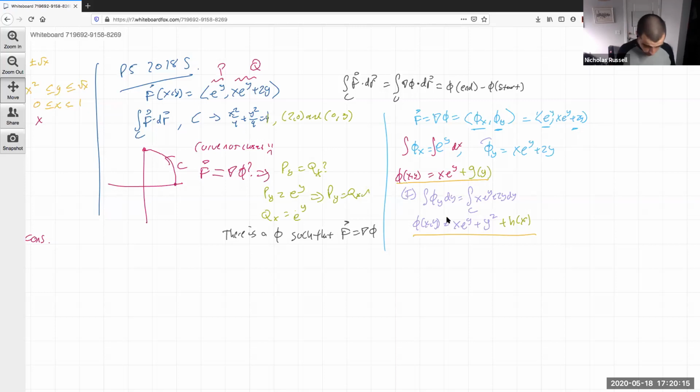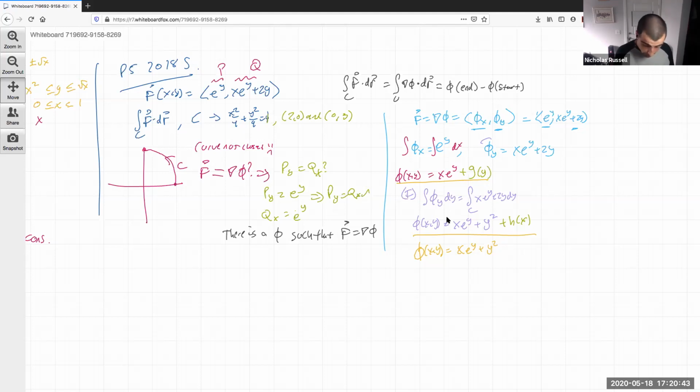So your full potential function then is phi of xy equals x e to the y plus y squared plus some constant k. We usually just let this k be 0, which is okay to leave like that. If it asks to find a potential function, you only have to find one. So you can just let that be 0. Usually. That's one technique.